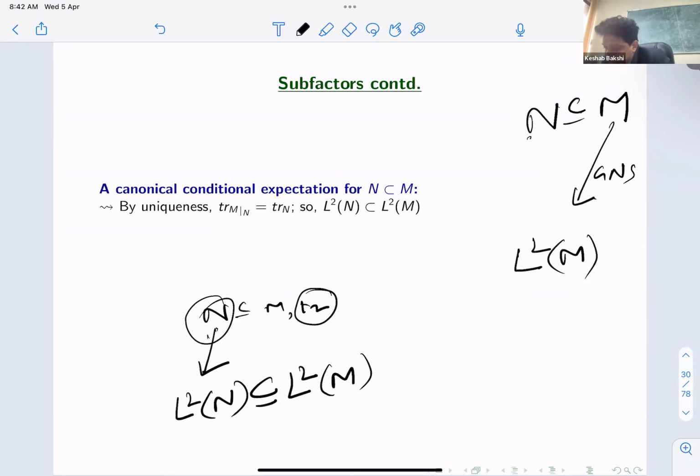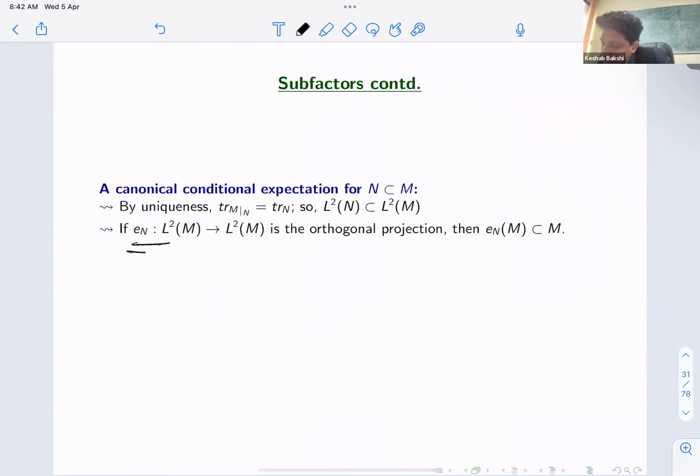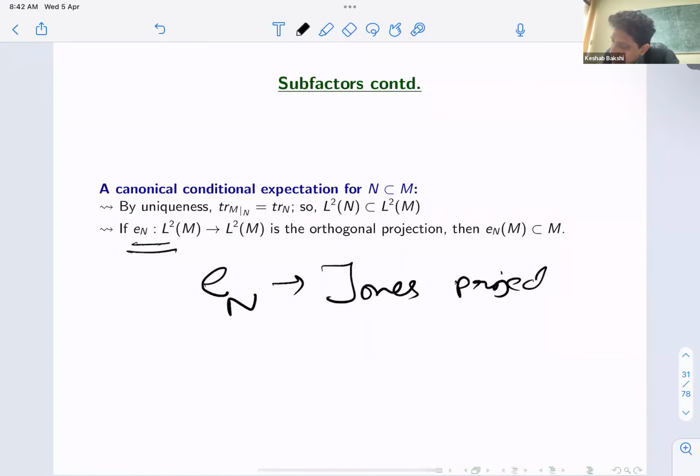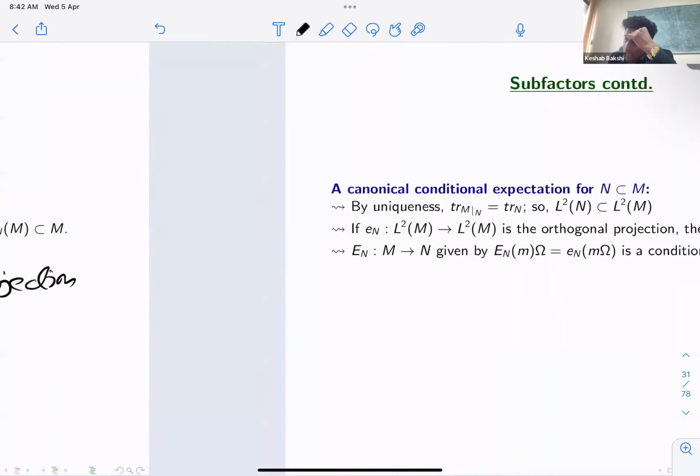As soon as you have a subspace, and this is clearly a closed subspace, we have a projection, a Hilbert space projection. These are called e_N. These are called the Jones projection. And this was one of the key things in Jones index rigidity.